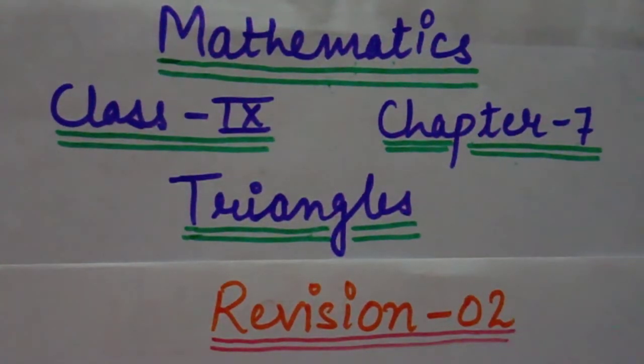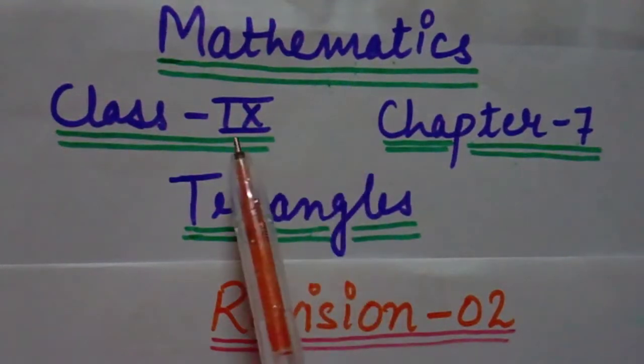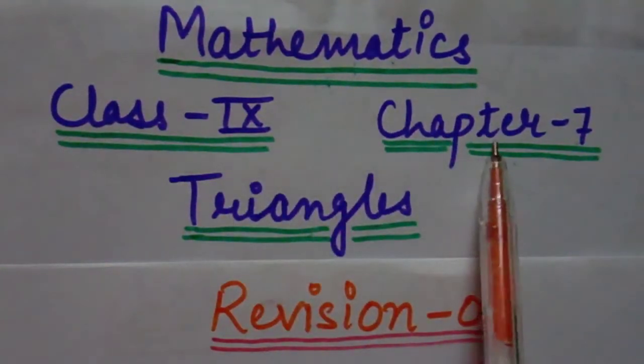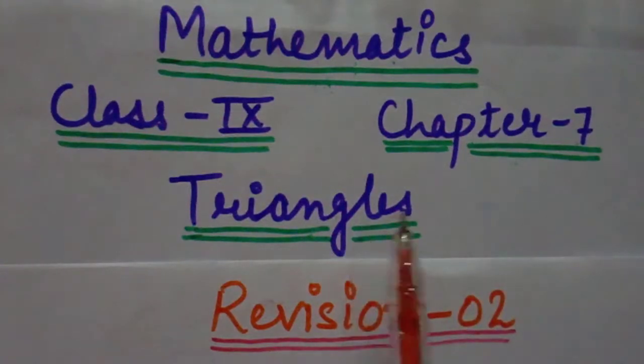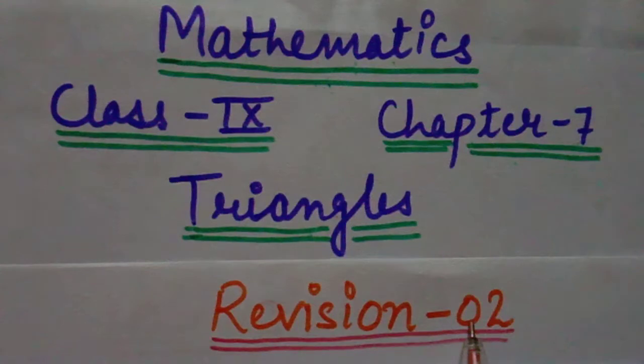So, students, this is your mathematics class for class 9th. This is your chapter 7, chapter name triangles. This is your revision second. In first revision, we revised all concepts related to triangles, all parts of triangle, congruency of triangle, and first four theorems of triangle. Now, students, in today's lecture, we will revise the next four theorems of chapter number 7.